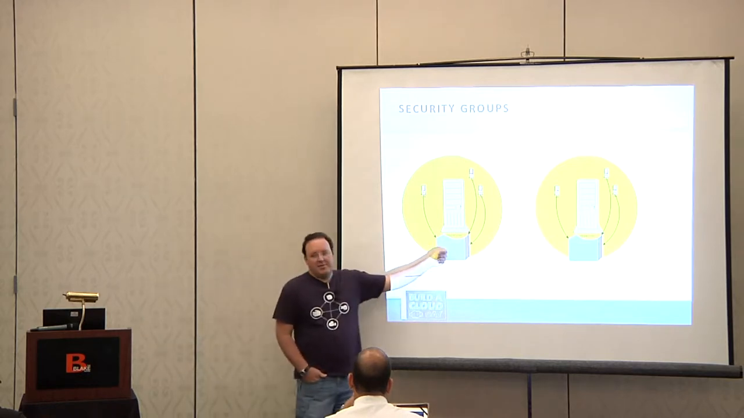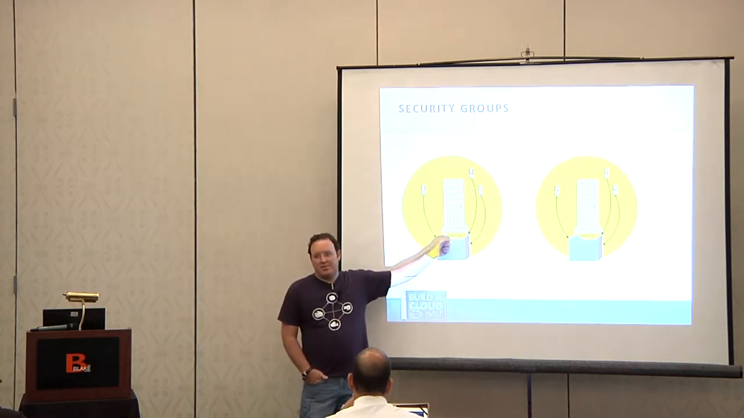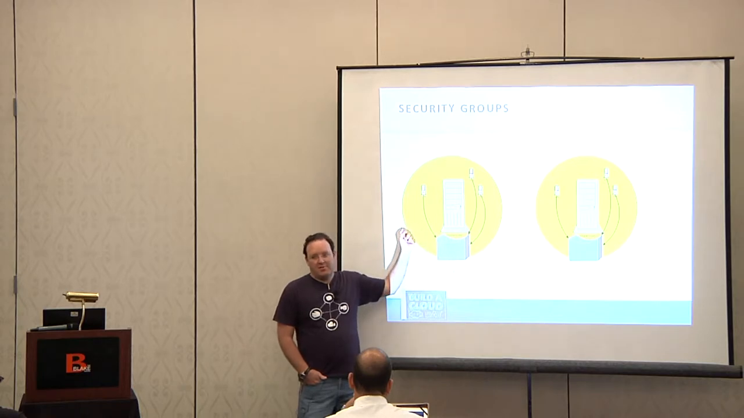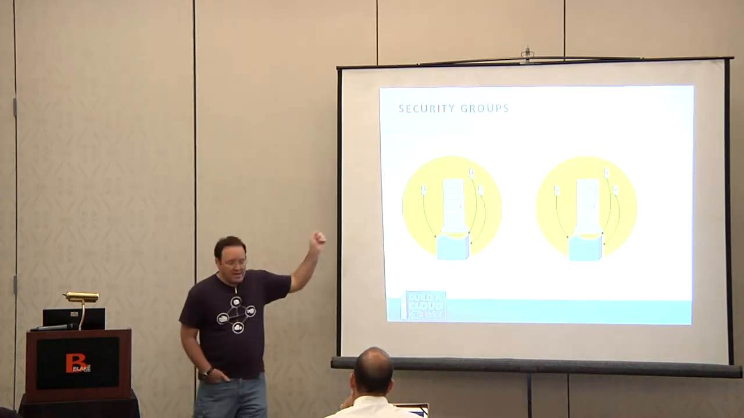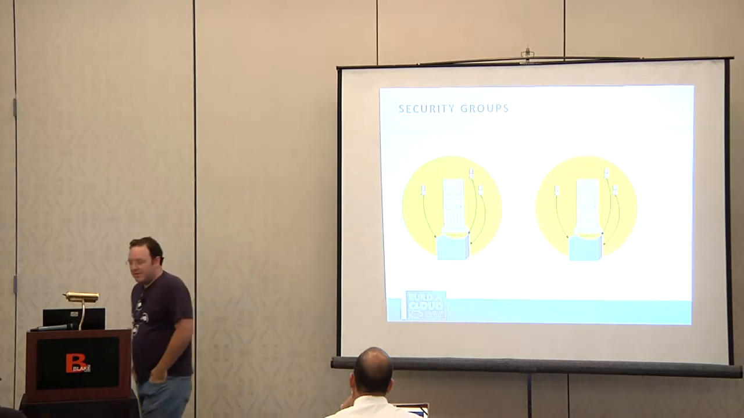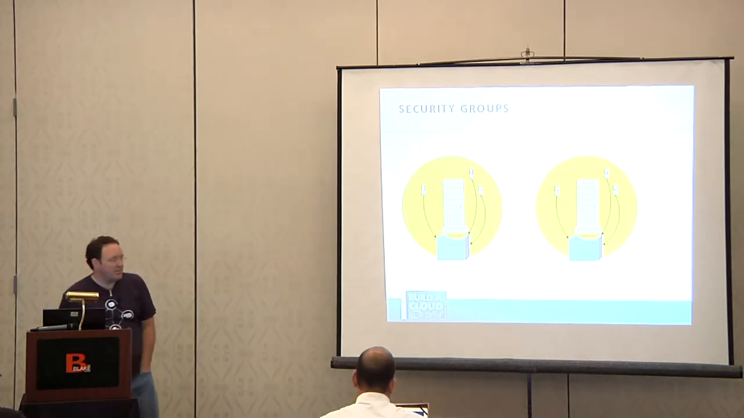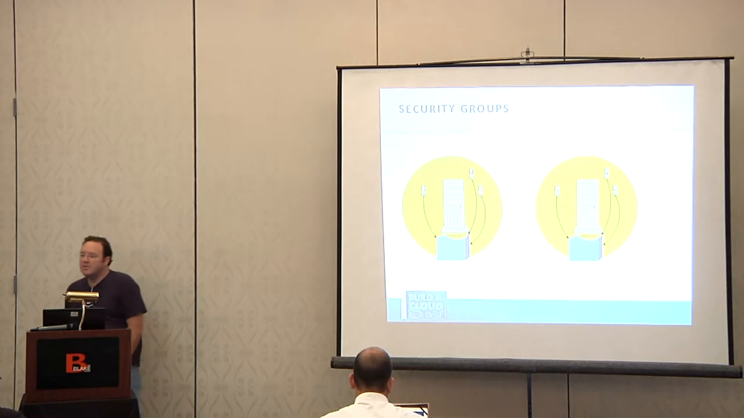Effectively, if you start running out of capacity on one of these bridge interfaces, you spin up another node and you've doubled your filtering capacity. You have to obviously redistribute VMs, but you effectively doubled your filtering capacity. Yes, sir.